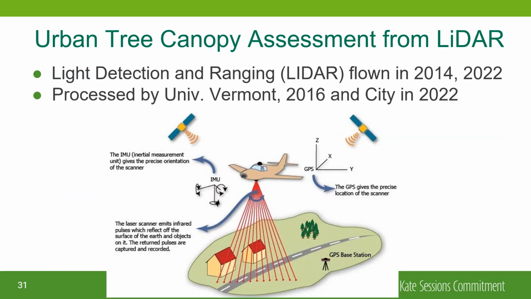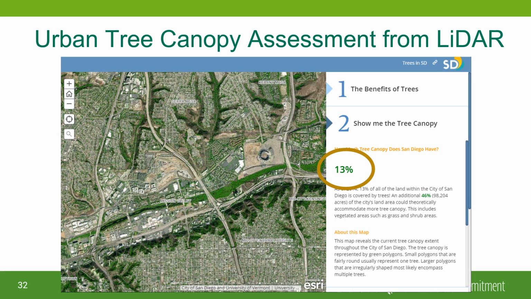LiDAR is a technique to gather spatial data, which is then transformed to show individual trees or parcel-based tree canopy maps. Intense focused light beams are emitted and the time measured for the light to reflect back to the instrument. This is used to compute distances to objects in 3 dimensions: latitude, longitude, and elevation.